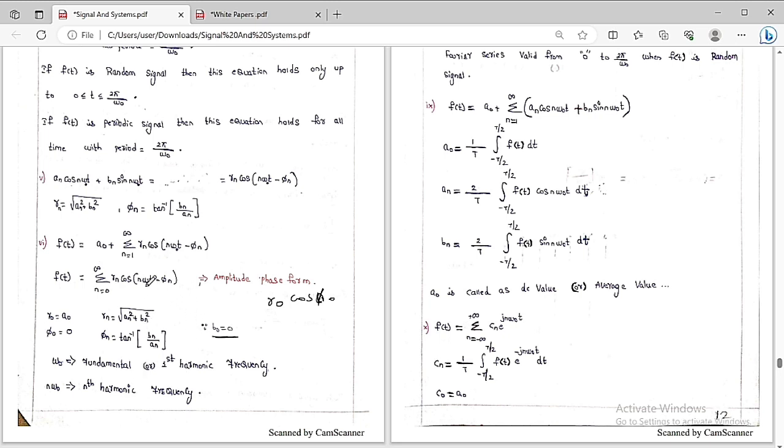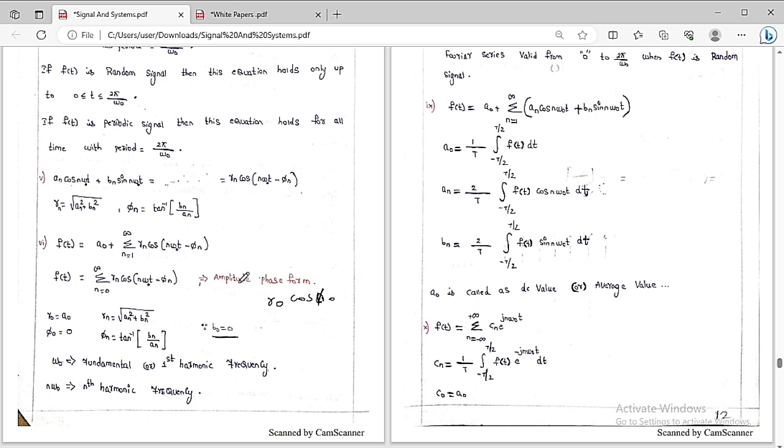So n is equal to 1 means we get the fundamental frequency or the first harmonic frequency. If you substitute n is equal to 2, it is called the second harmonic frequency. If you substitute n is equal to 3, it is called the third harmonic frequency. So in general, substituting n gives the nth harmonic frequency. These things you always have to keep in your mind.